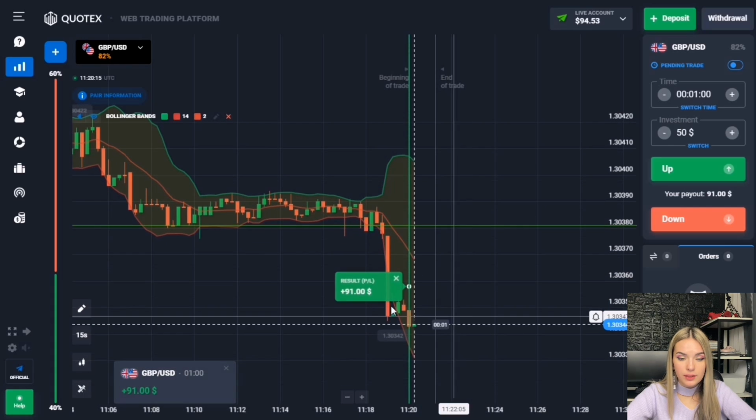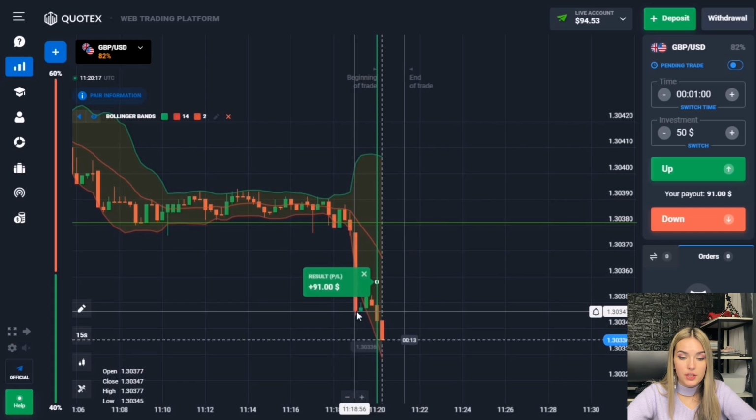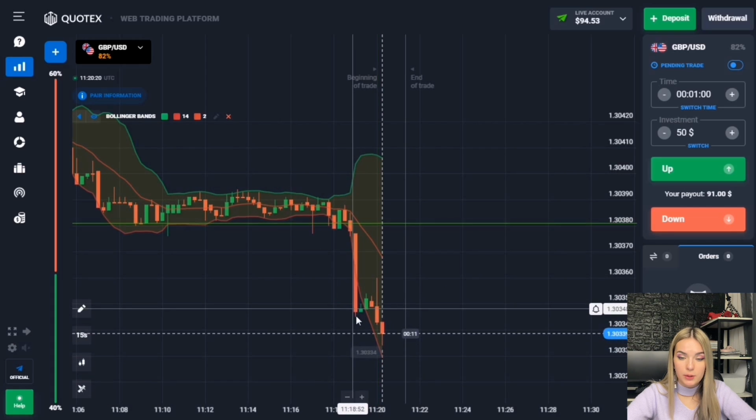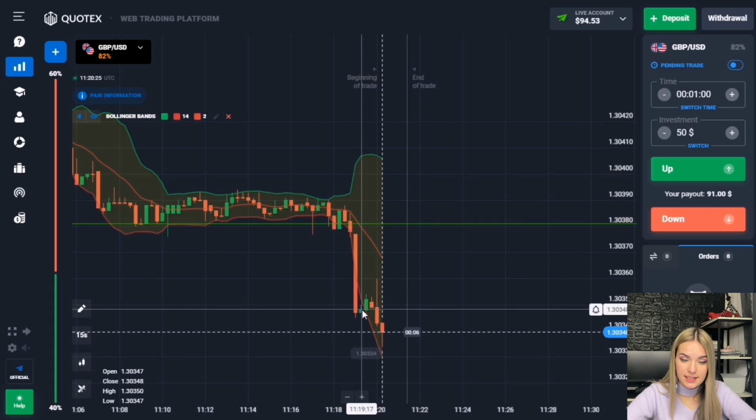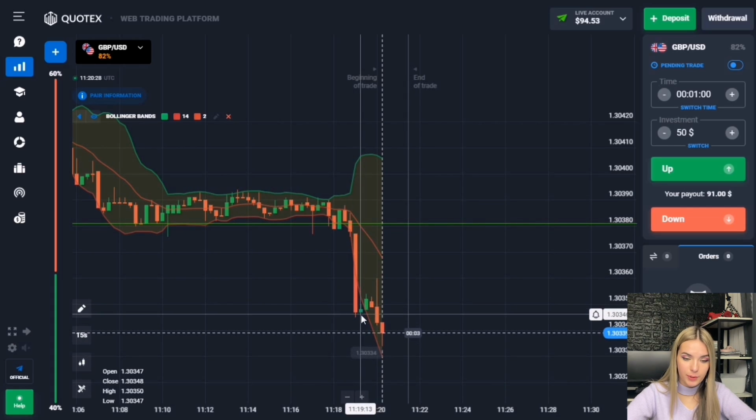Well, that's pretty good, guys. Indeed, there was a certain correction and a slight pullback upwards, and we get profit. 1 minute was enough for us. While everything is going well, let's continue to consider the following situation in the market.